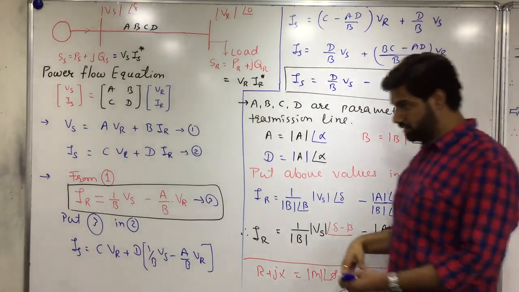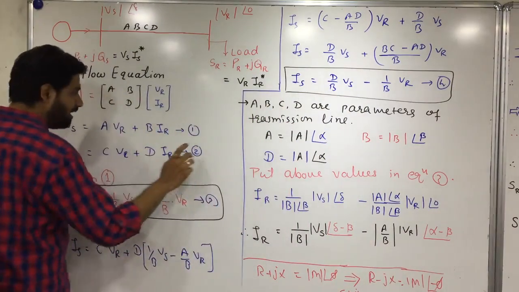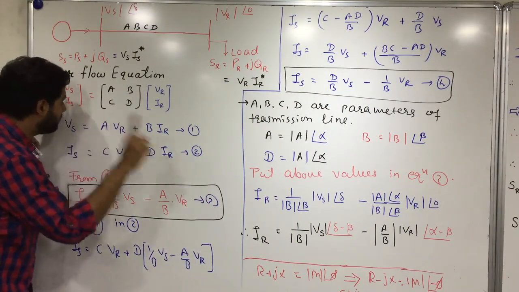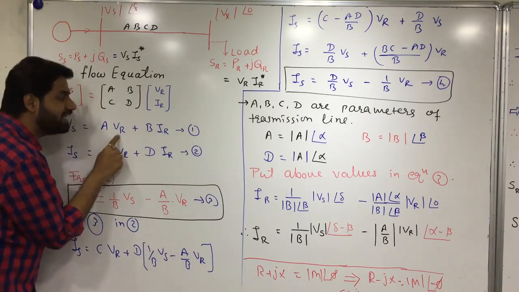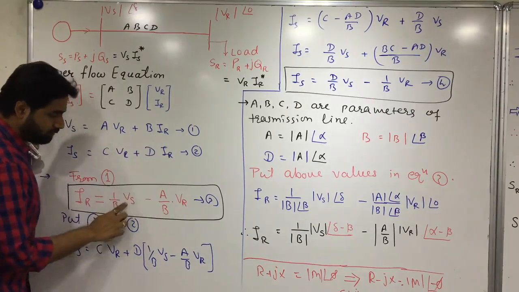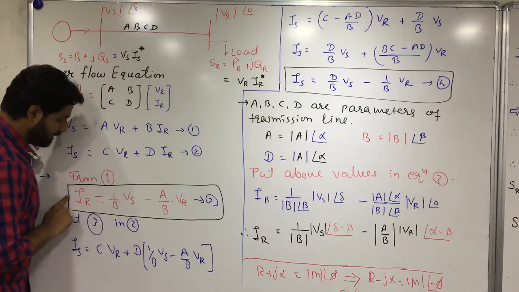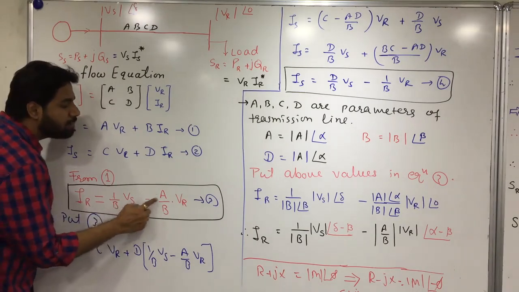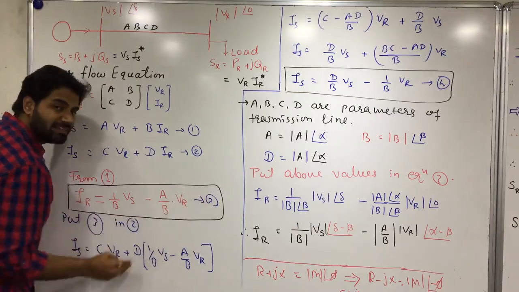So what have I done for that? Let's understand. I have formulated IR. This term will come over here, so it becomes negative. So it is Vs minus AVR, which is equal to BIR. Now B I take into the denominator, so I'll have IR equal to 1 by B into Vs minus A by B into VR, which is my third equation.